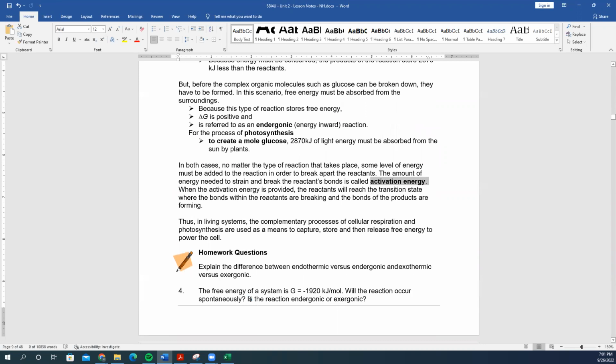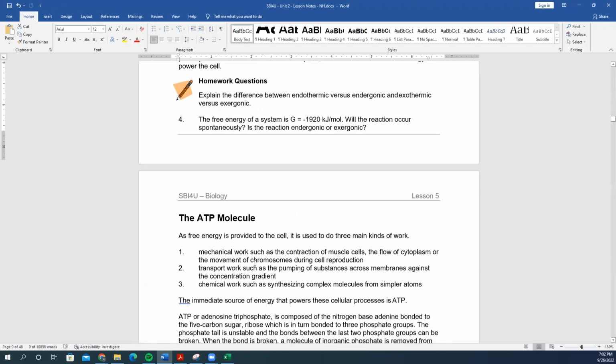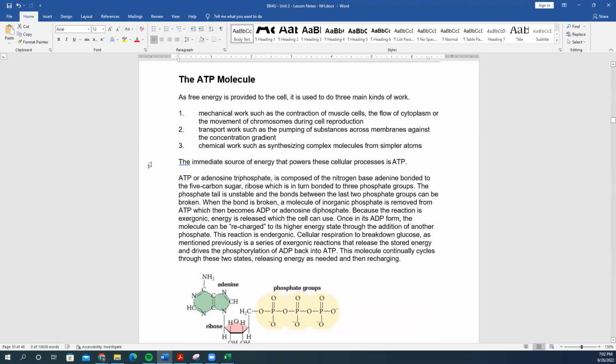So those two processes of photosynthesis and cellular respiration are complementary processes and are used as a way of capturing, storing, and releasing free energy in order to power the cell, in order to provide the amount of energy that is required to meet all the cellular processes that take place. And ATP is that central primary molecule that provides that free energy to the cell.